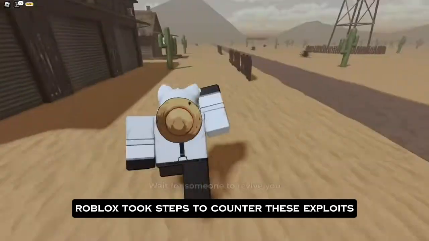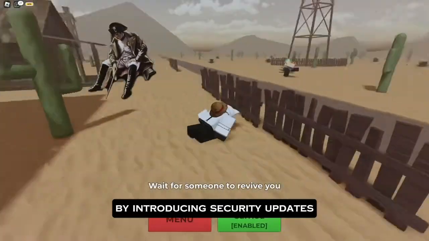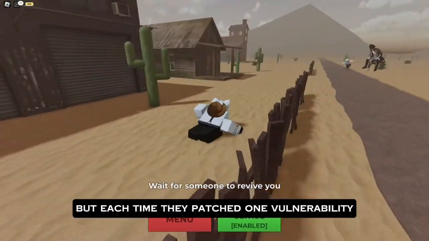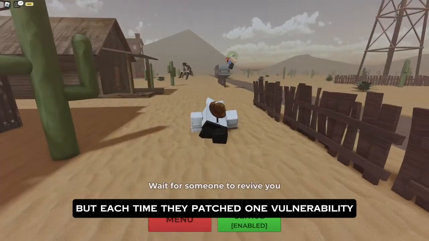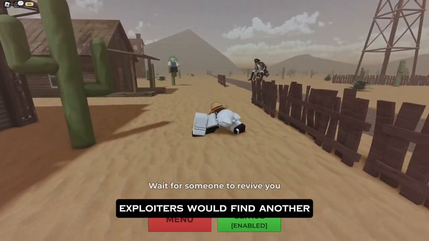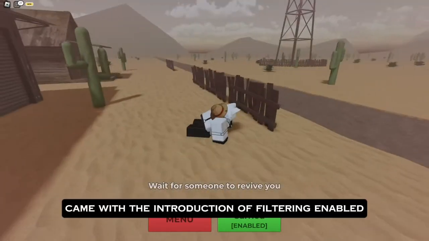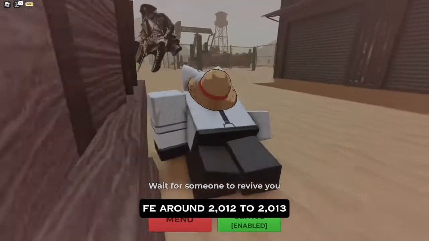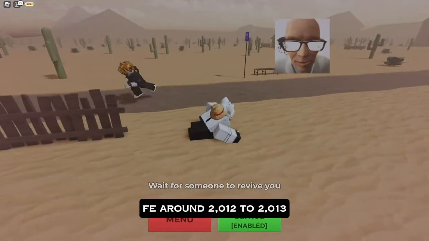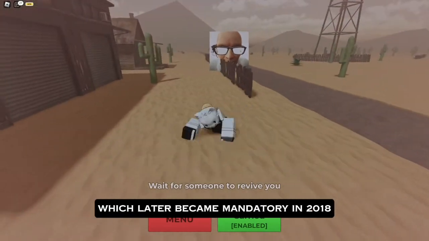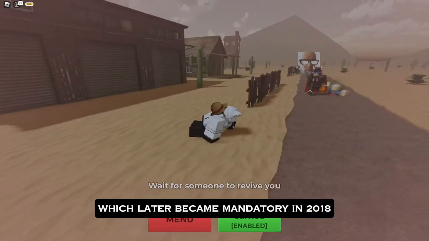Roblox took steps to counter these exploits by introducing security updates, but each time they patched one vulnerability, exploiters would find another. One of the biggest changes to Roblox's security came with the introduction of Filtering Enabled, FE, around 2012 to 2013, which later became mandatory in 2018.